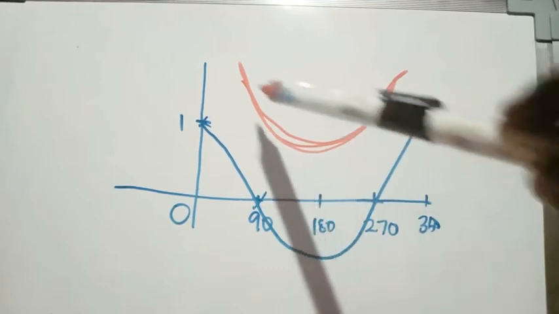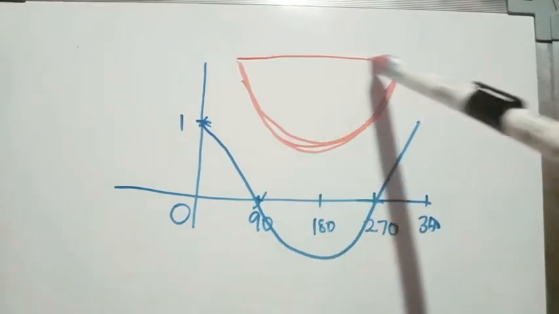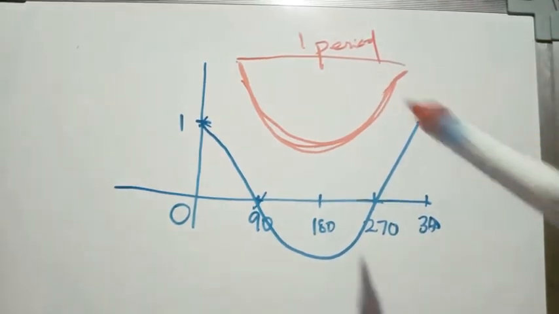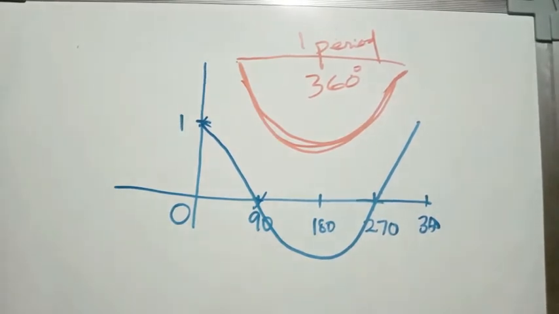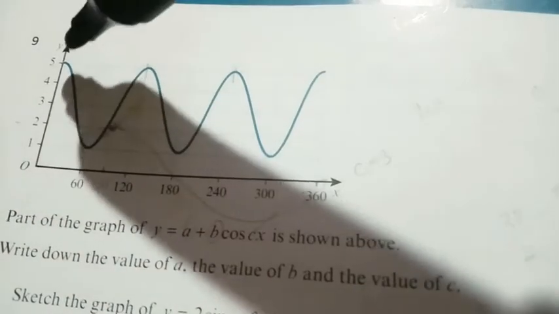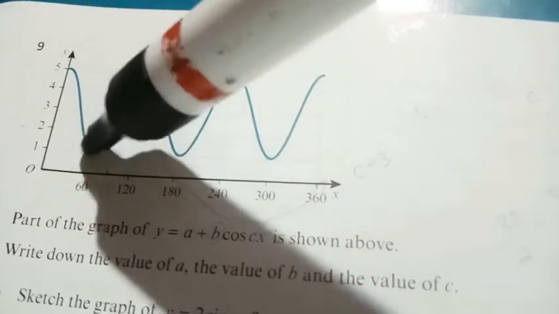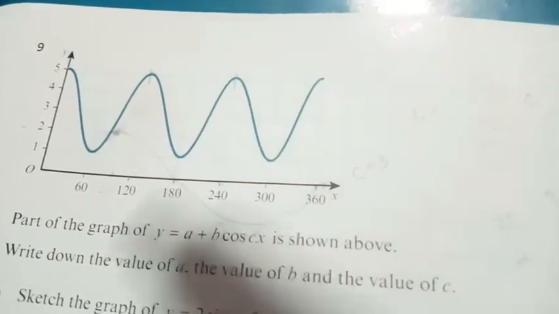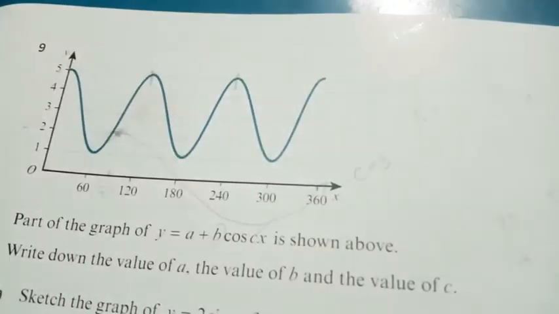This is one complete shape of the cos graph. This shape makes one period of the cos graph, which is normally 360 degrees. But in our question, that shape started from here and it reached here. That means when the angle is 120 degrees, one complete period is over. Then the next period starts here, and the next period is here. So here 120 degrees is the period of this graph.